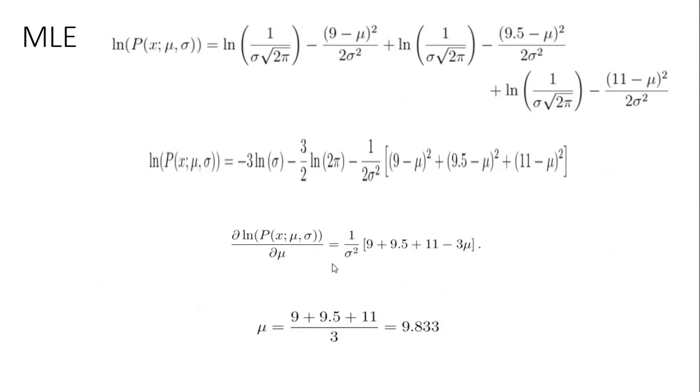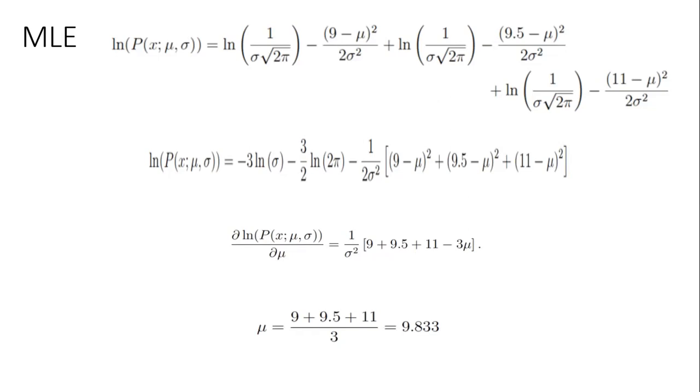But what happened to sigma squared? If I take the natural log with respect to mu, this is d ln over d mu, 1 over sigma squared, 9 plus this. So this will become 0 because the partial derivative is 0. If this becomes 0, then I multiply sigma squared by 0, again 0. So simply I have to bring 3 mu here. And this is 9 plus 9.9 plus 11 divided by 3. So it becomes 9.833. Yeah, this will not come in the exam. This is just a conceptual thing to understand.